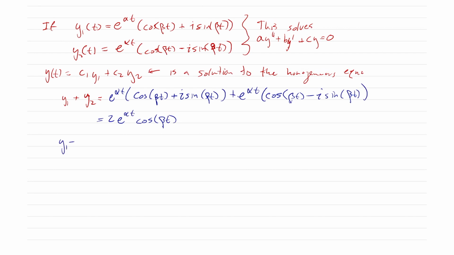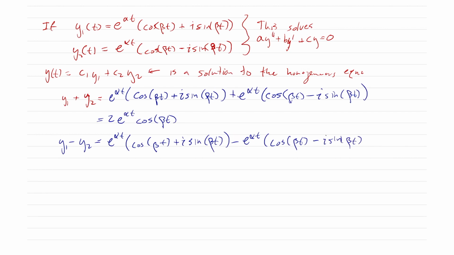or I can just worry about taking the difference and then divide out by a complex number later. So I take the difference of these two and I get e to the alpha t times cosine of beta t plus i sine of beta t, minus e to the alpha t times cosine of beta t minus i sine of beta t. Now this term ends up subtracting off from this term, and that cancels. So it's just going to give me 2 times i of e to the alpha t sine of beta t.